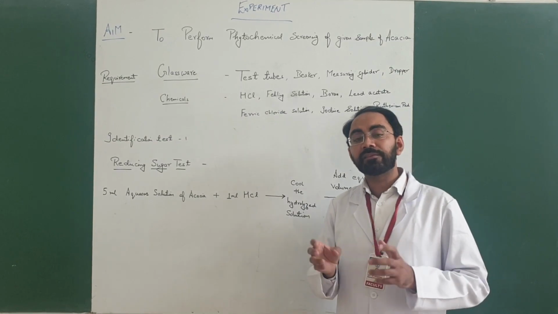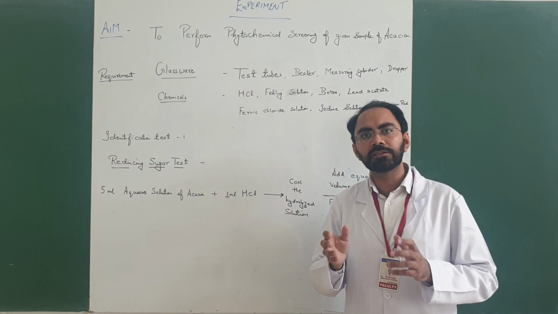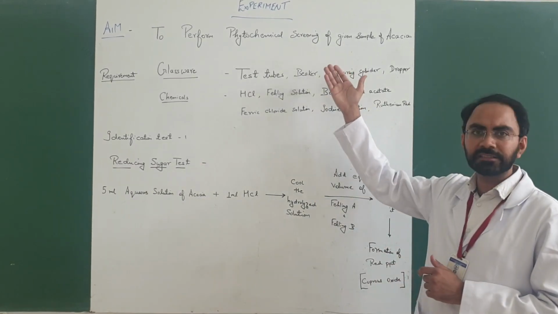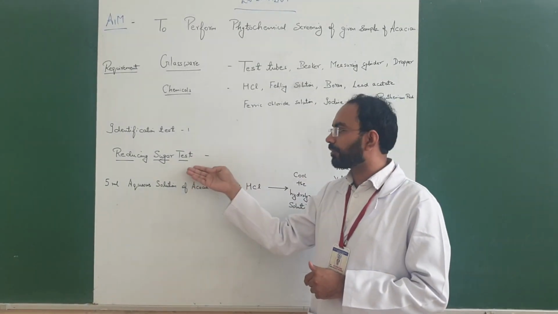It is very necessary that the raw material used as an excipient should comply with the pharmacopoeial standards, and to detect the presence of adulterants, phytochemical screening is carried out. So let us begin with the first identification test, that is the reducing sugar test.